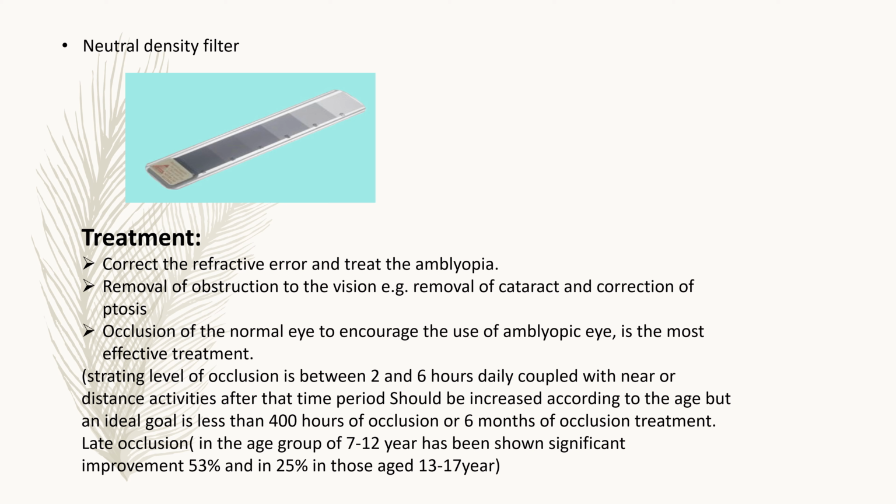Okay, let's talk about the treatment. Correct the refractive error and treat the amblyopia. Remove obstruction to the visual axis, for example, removal of cataract and correction of ptosis. Occlusion of the normal eye to encourage the use of the amblyopic eye is the most effective treatment. Starting level of occlusion is between 2 and 6 hours daily, coupled with near or distant activities. After that, the time period should be increased according to age, but an ideal goal is less than 400 hours of occlusion or 6 months of occlusion treatment.